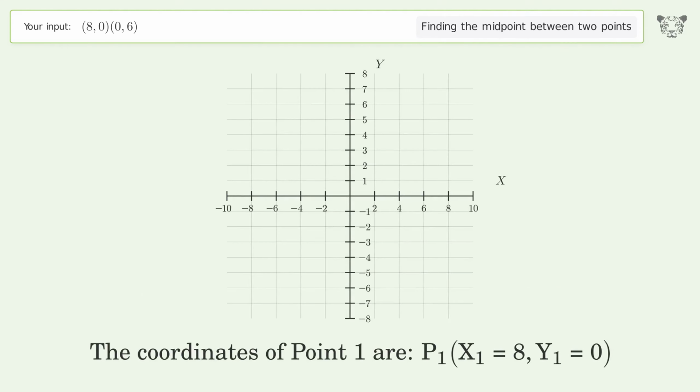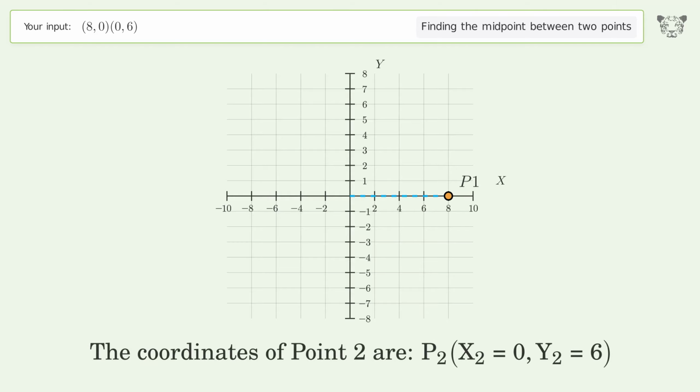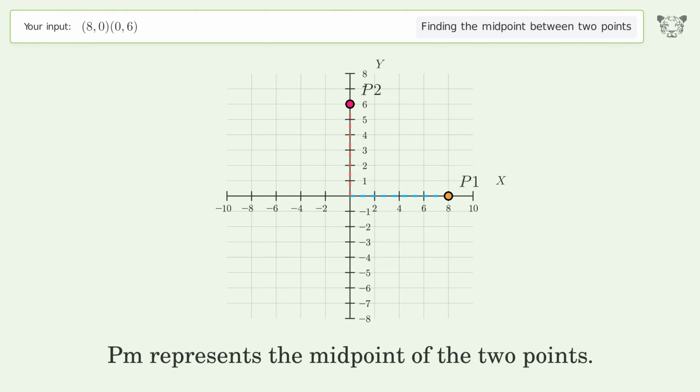The coordinates of point 1 are, x1 equals 8, y1 equals 0. The coordinates of point 2 are, x2 equals 0, y2 equals 6. PM represents the midpoint of the 2 points.